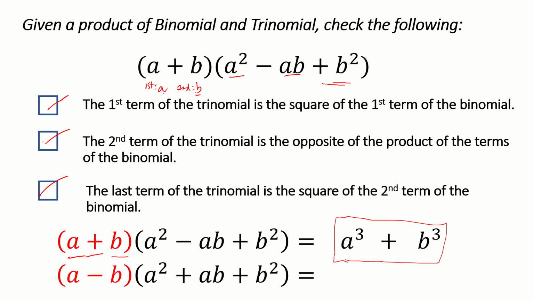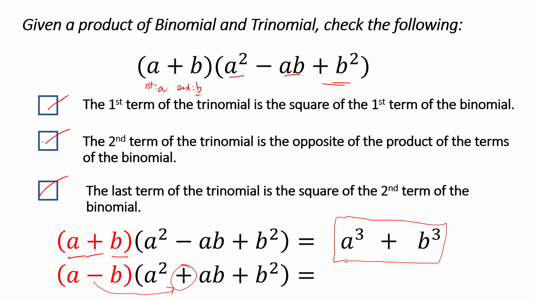So if it is a minus, for example, a minus b, so it must be a squared, then it has to be plus here because it has to be opposite. So minus, then this must be plus. So if this is a plus, then this is also a plus. Then that means that this special product is not applicable.